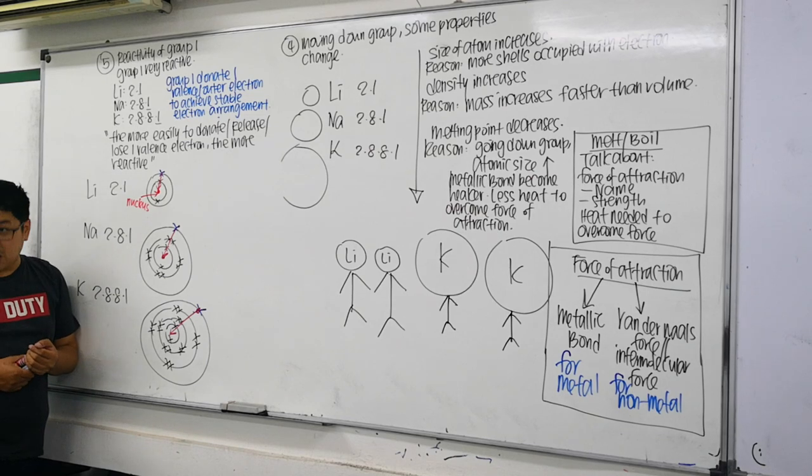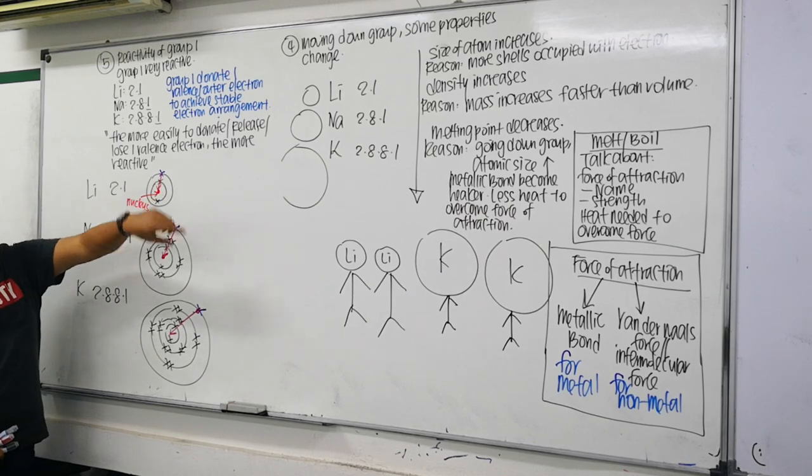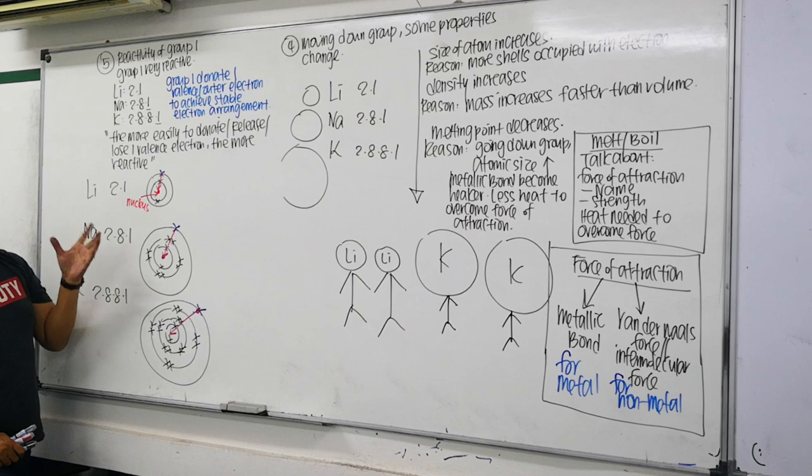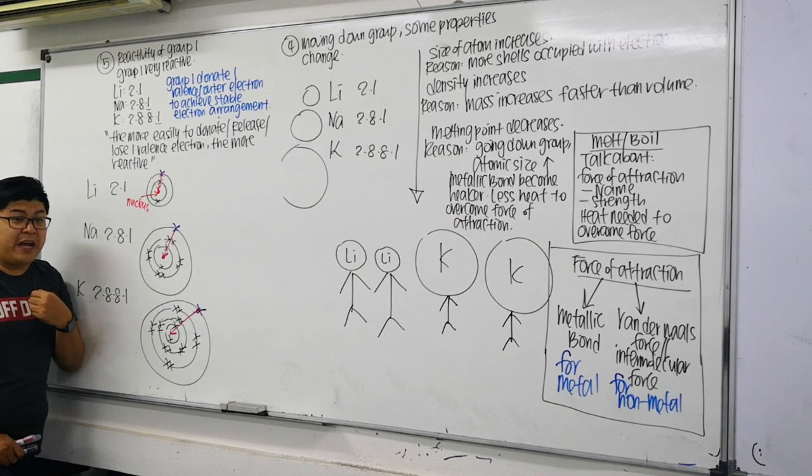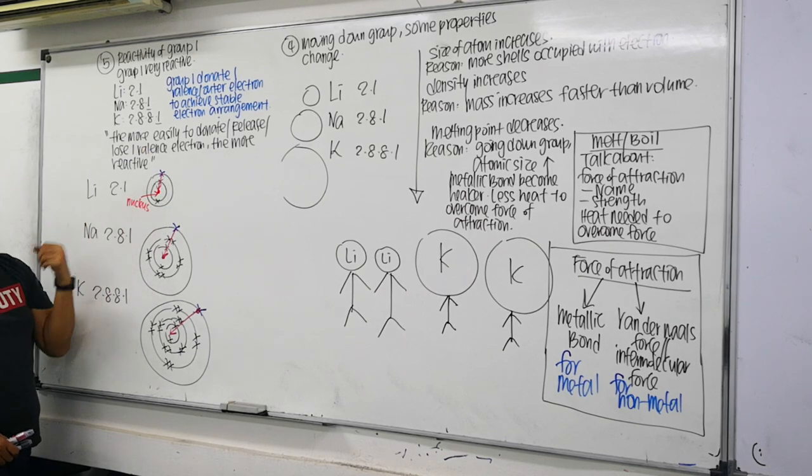Imagine the nucleus is the Earth, alright? Imagine the electron to be thrown is the Moon. Understand? You want to take the Moon off its orbit. So, if you want to take the Moon away from its orbit, you must overcome the gravitational force, okay? There is a gravitational force pulling the electron.